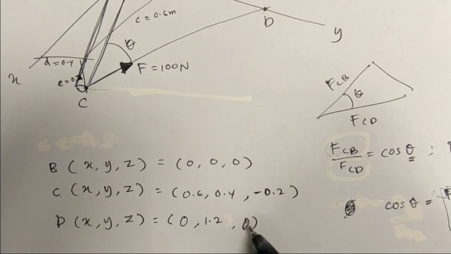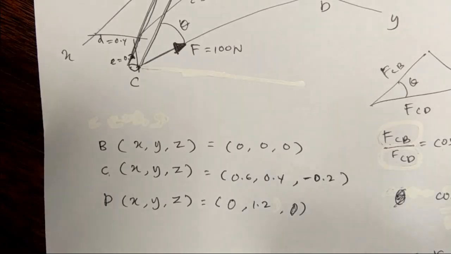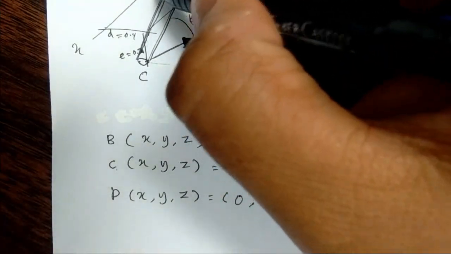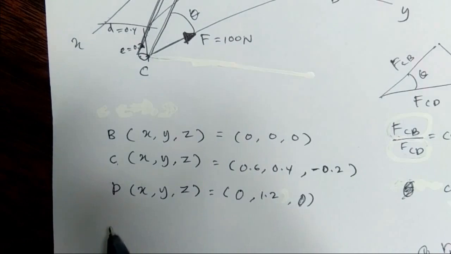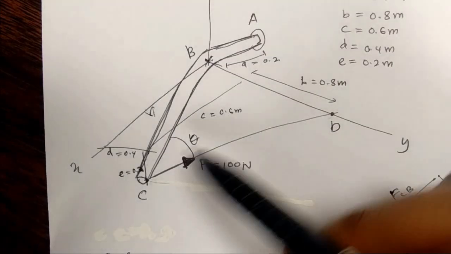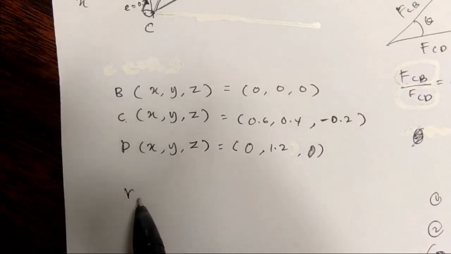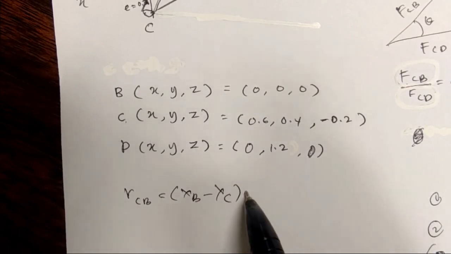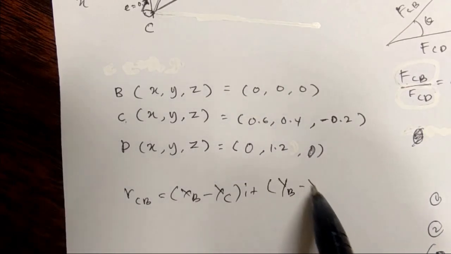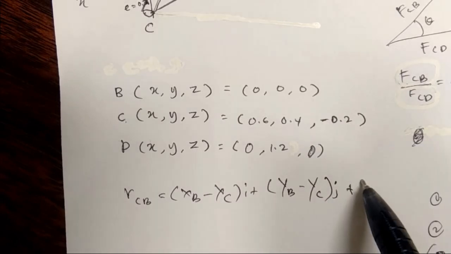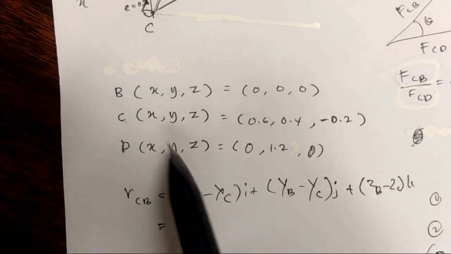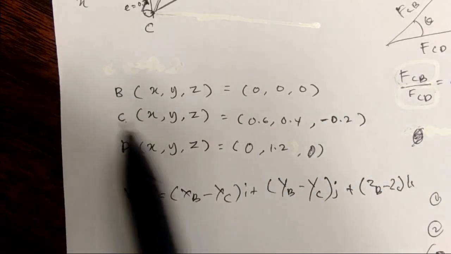Sorry, the z is 0. Okay, so if you want to get the RCB, the vector position of CB or radius, you can write here R, vector position for this one, CB. So you can write like this: RCB is equal to (XB minus XC) i plus (YB minus YC) j plus (ZB minus ZC) k. So just substitute using those coordinates here.